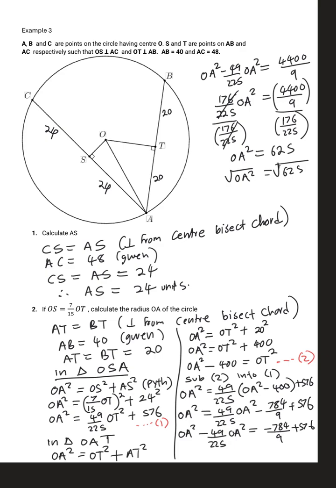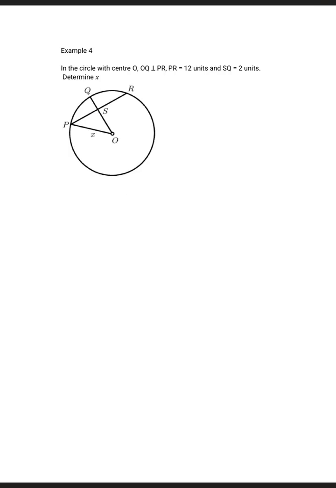And then now we can find the square root of both sides. We are interested in the positive value because we are dealing with distances and length, right? So OA is equal to the square root of 625, which is equal to 25. So OA is 25. So then we have found the value of OA is 25. So this calculation extends there. Yeah. And then now this is how we solve the problem. And then next we have example 4.